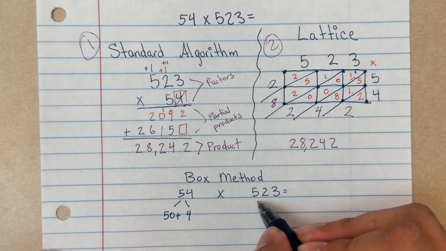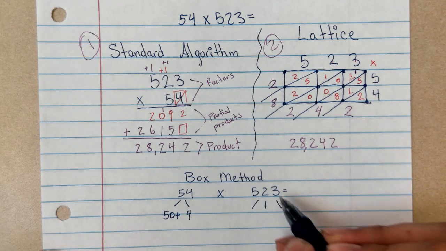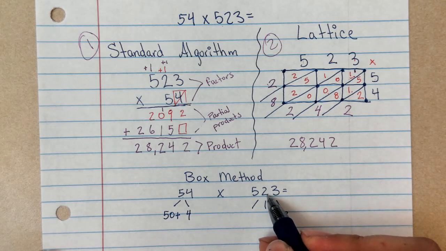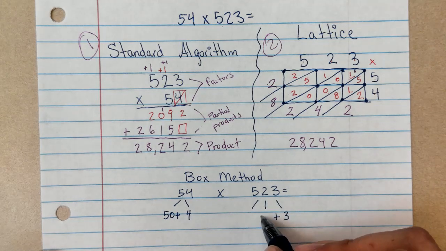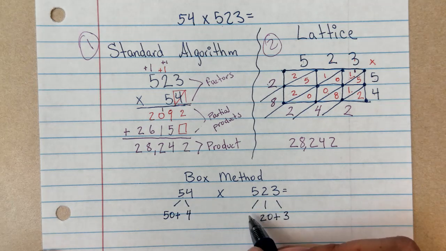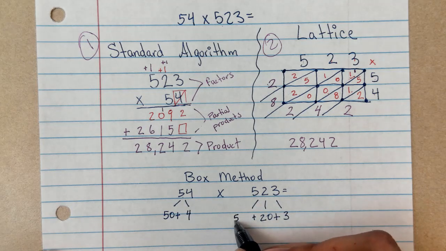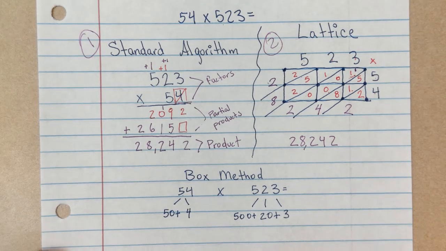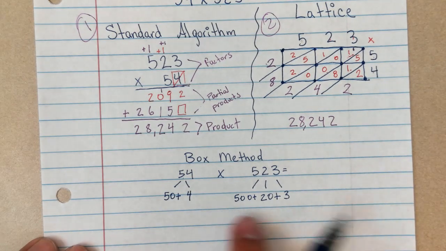Now the same thing here. We have 3 in the ones place. But the 2, is it worth 2 or 20? 20. And then the 5 is not worth 5, it's worth 500 because it's in the hundreds place. So we break it by its value.